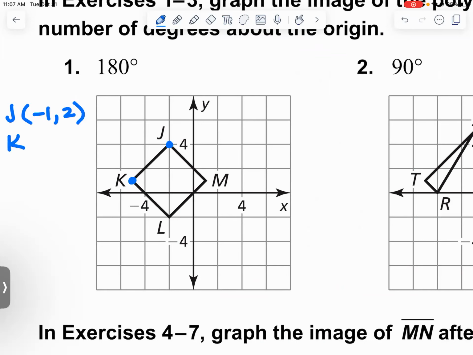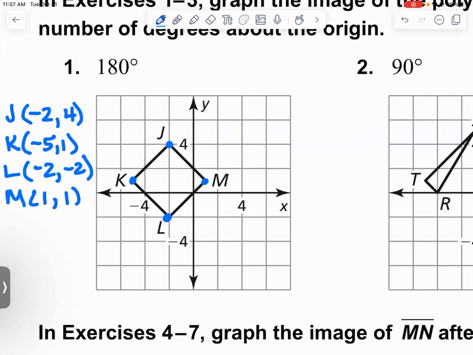K. Oh, no, it's not. J is -2, 4. K, oh, they're counting by 2s. Do you see how this is 4, which means this is 2? Yeah, that was really annoying. K would be -5, 1. L is -2, 2. And M is 1, 1.